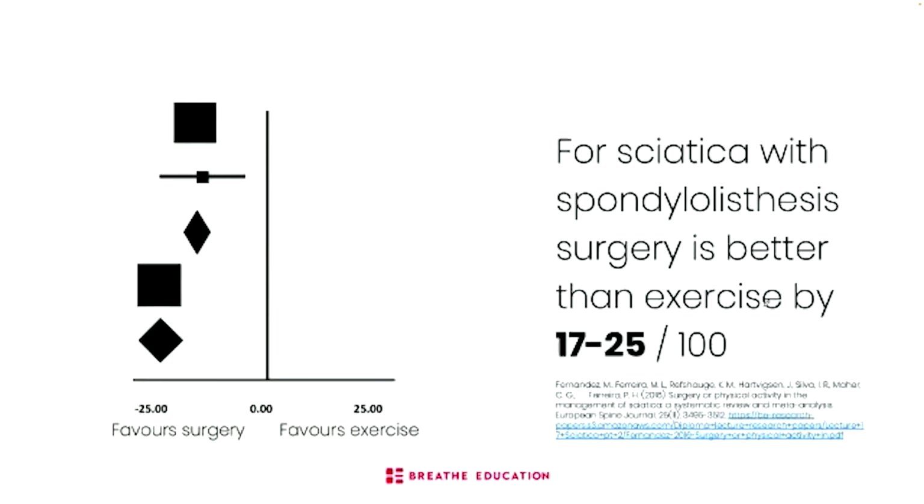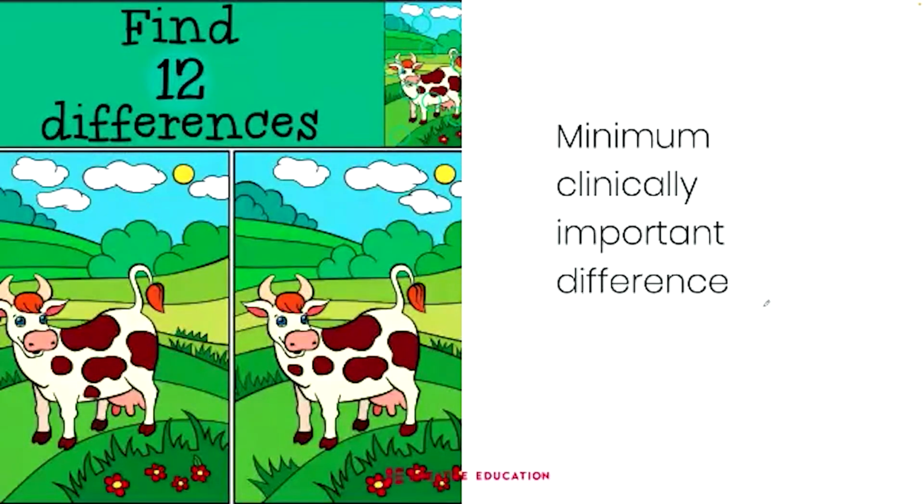And for sciatica with spondylolisthesis, surgery is better than exercise, but not enough that it makes a difference. So this is a systematic review and meta-analysis of surgery or physical activity in the management of sciatica from 2016. And they found that compared to exercise, people who had surgery were 17 to 25 points out of 100 better off than if they just did exercise. And this is on a visual analog scale. This is like a pain scale.